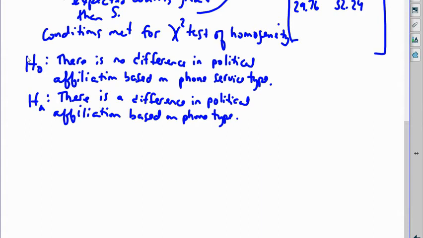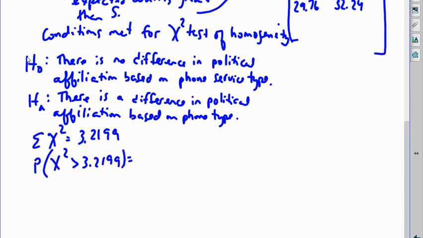And so then the sum of the chi-squareds from our output was 3.2199. The p-value, the probability of a chi-squared going above 3.2199, was not that small, 0.19989, which we could call 0.200. And so then I will draw my conclusion, and I won't need to do any follow-up. So I will draw my conclusion. Let me make some more room here.